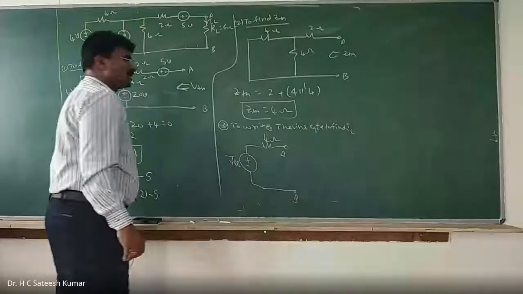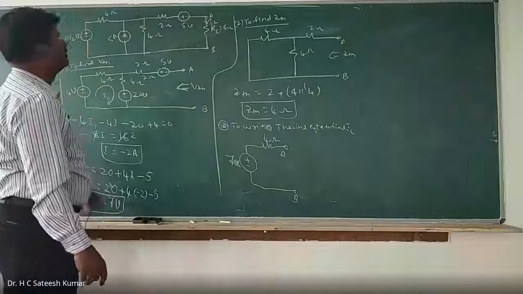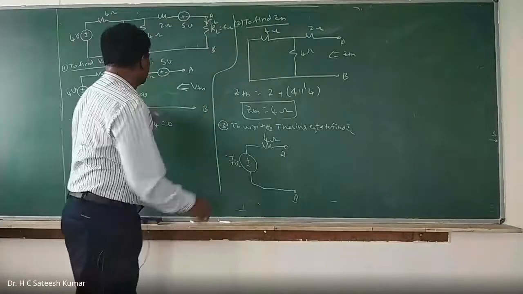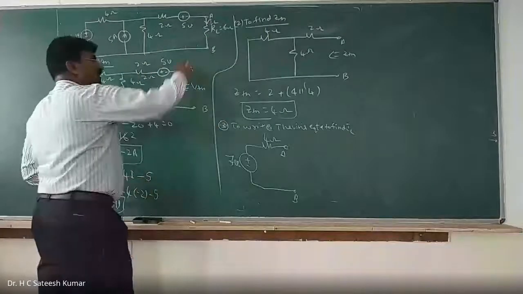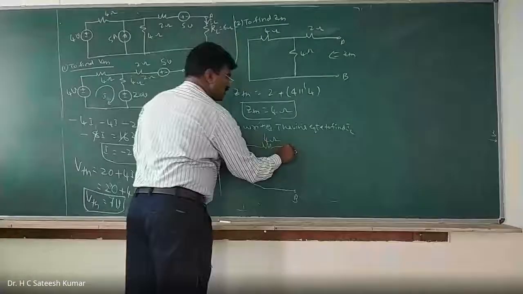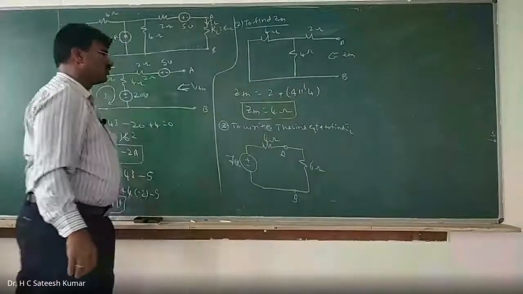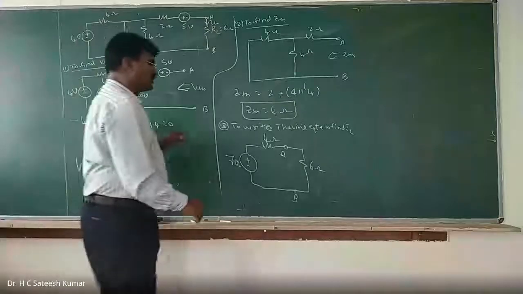Now you connect the load. What is that load? The load which we have removed here. So now you connect it. Now I have found the Thevenin's equivalent, I will connect the RL. So connect RL, 6 ohms. Right? Now you find out IL.